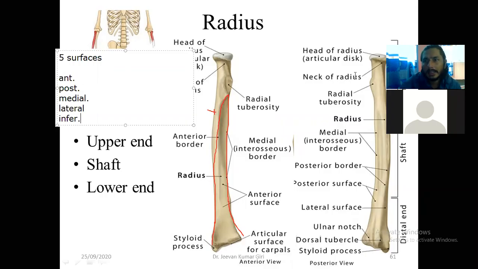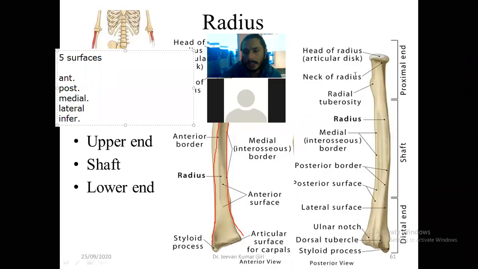Okay, next is the posterior. Now you can see the posterior surface here. On this posterior surface, you will find some elevations and some depressions. The depressions are the grooves, and the elevations are the tubercles. These grooves are for the extensor tendons. Through these grooves the extensor tendons will run.